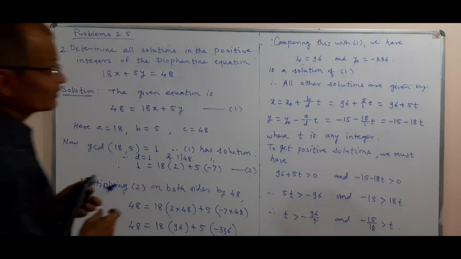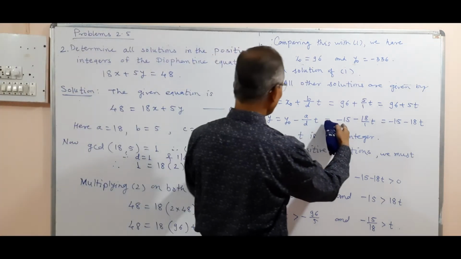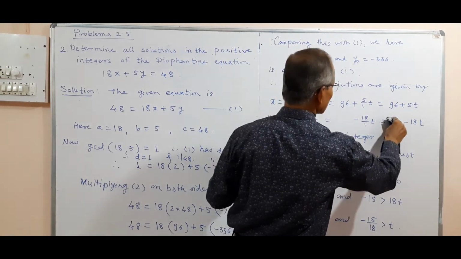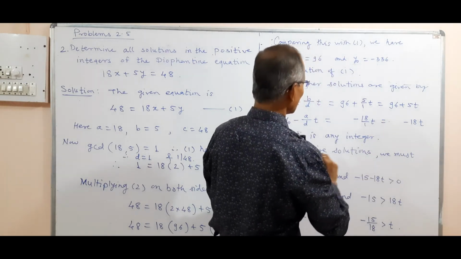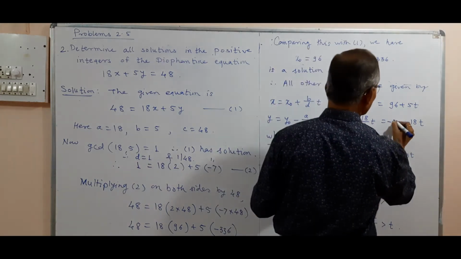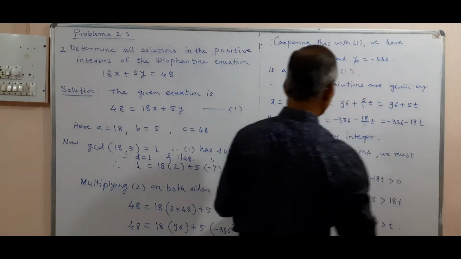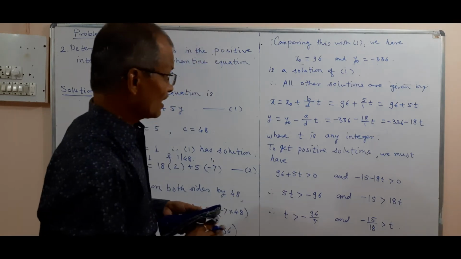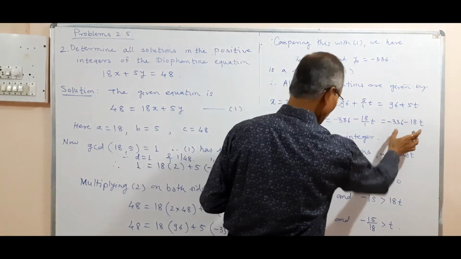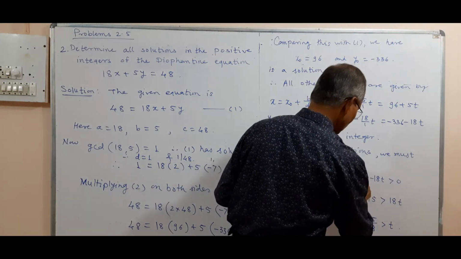There is a mistake here. We have considered y naught. The value of y naught is minus 336. We have to correct it. Minus 336 is the value of y naught. We should correct it. And similarly, this is positive and this is positive, meaning minus 336.